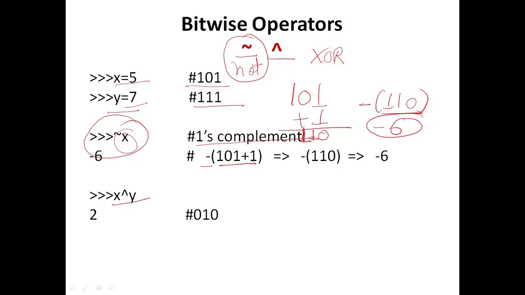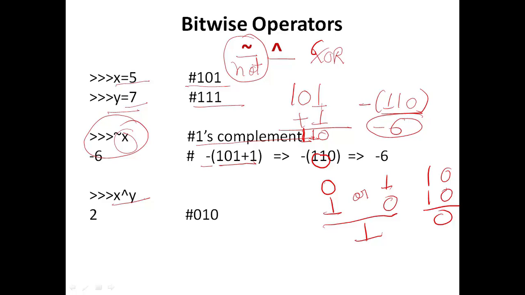Similarly, if you want to find x XOR y, the rules are like this. If the bits are different, the answer will be 1. If the bits are the same, the answer will be 0. So if the bits are like 0 and 1 or 1 and 0, the answer will always be 1. And if the bits are the same, that is both are 1 or both are 0, the answer will be 0. So you have to remember these rules for the XOR operator.